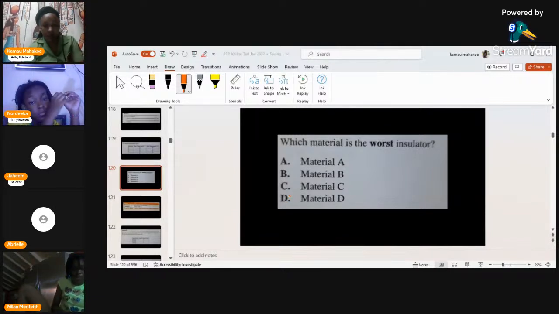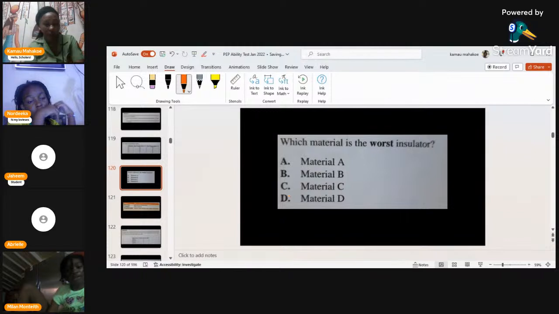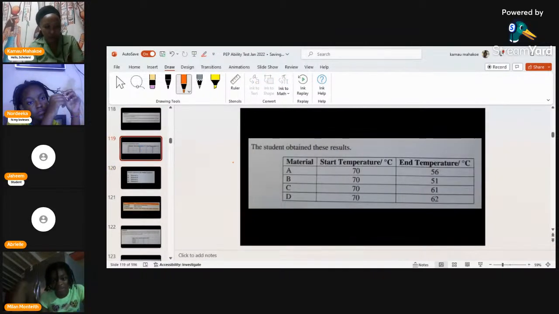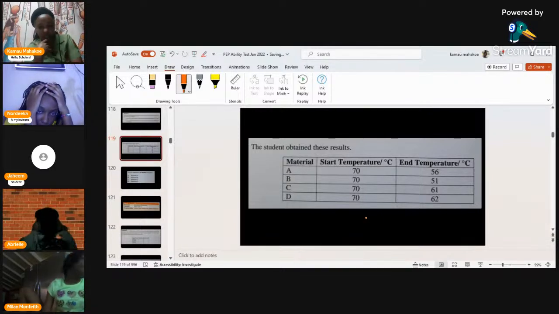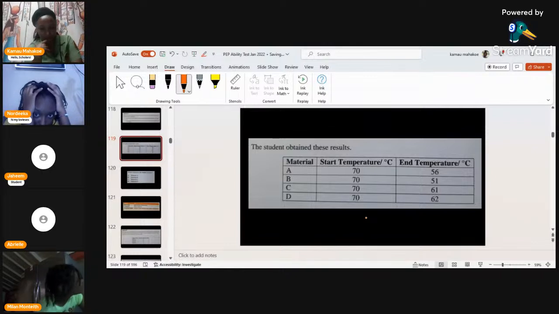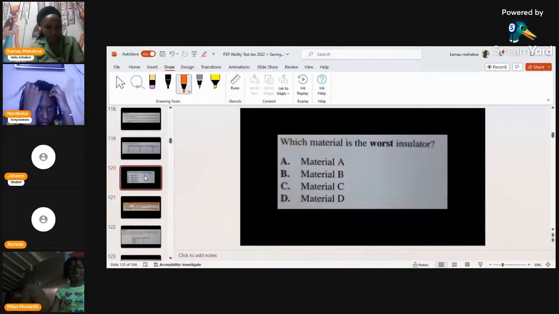Oh, they're actually asking for the worst. I didn't see that part. We didn't read the options. So it said which material is the worst. So we have to go back now. So we know that D is the best, right? It keeping more of the heat. Which one is the worst? Miss, B. B is the worst because it lets out 19 degrees of heat.